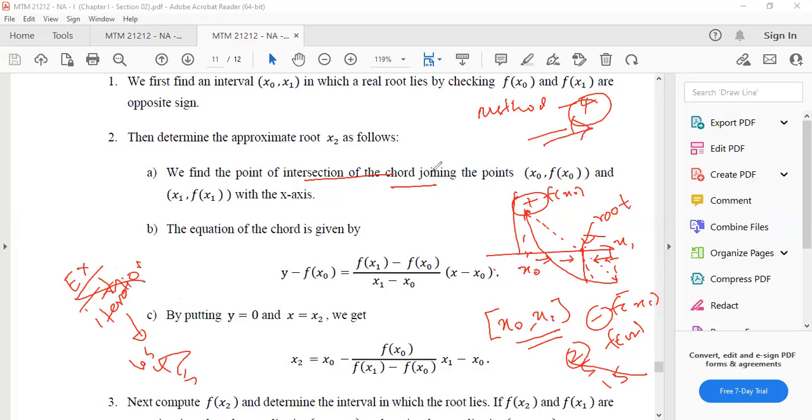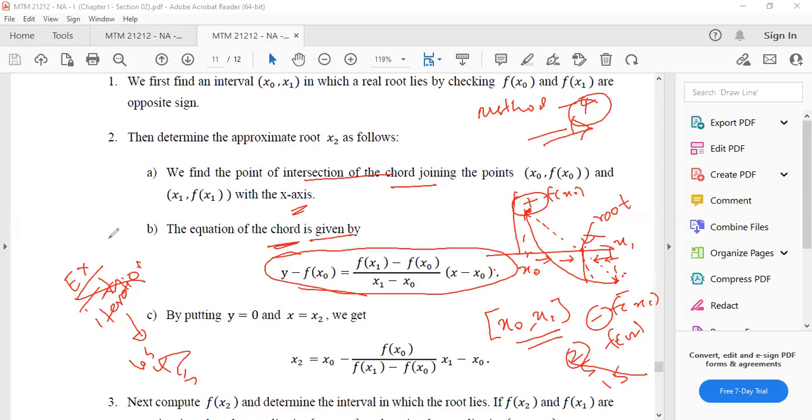Okay, so the chord joining the points: this is our (x0, f(x0)), and this is our (x1, f(x1)). So this is the chord we have found. That's what I explained in the last class. Like to find a straight line, we have to take 2 points, isn't it? So from that we have found this is our y. Okay, this is our chord's equation.